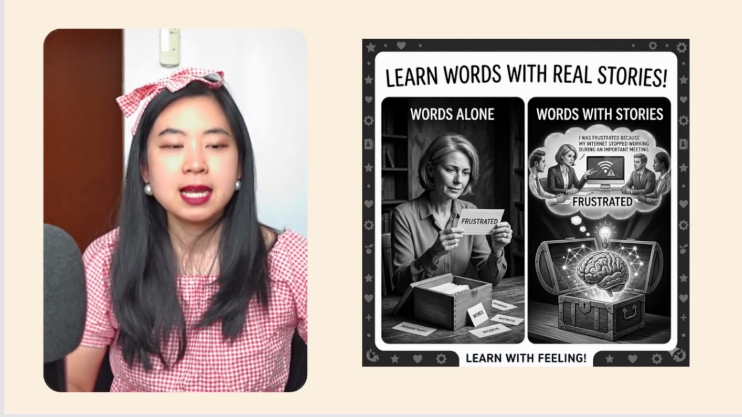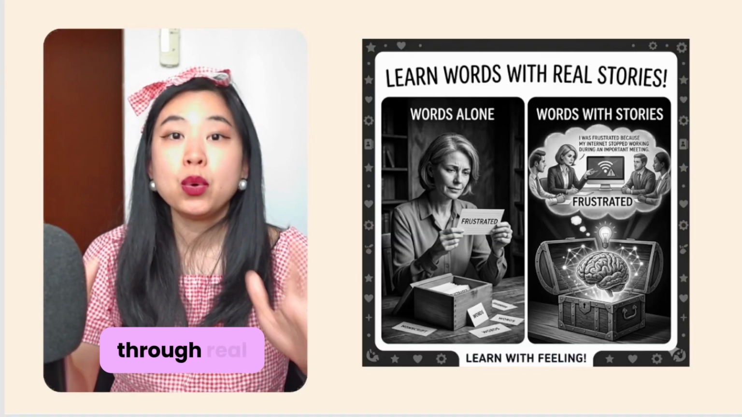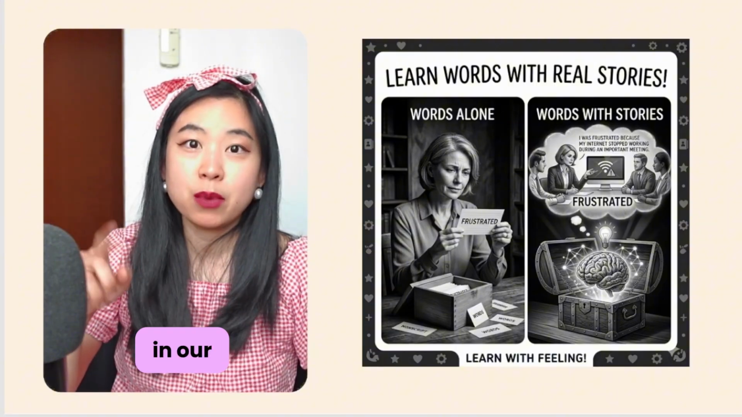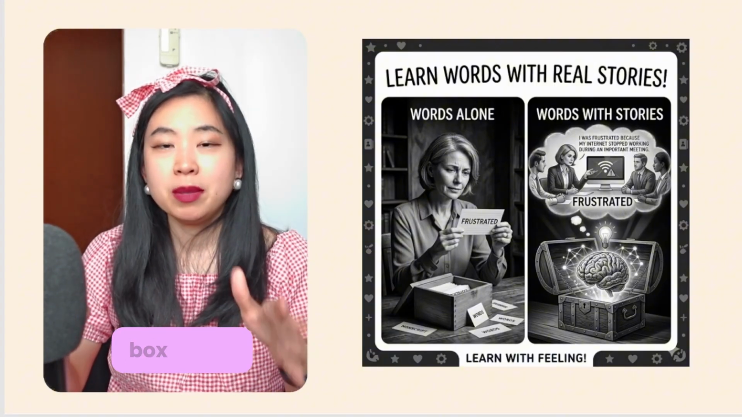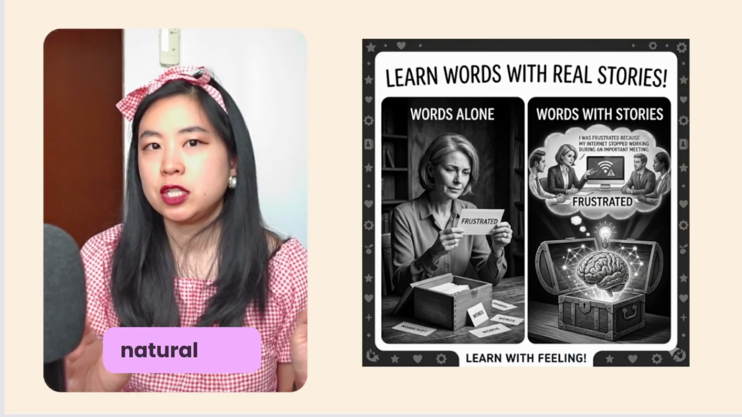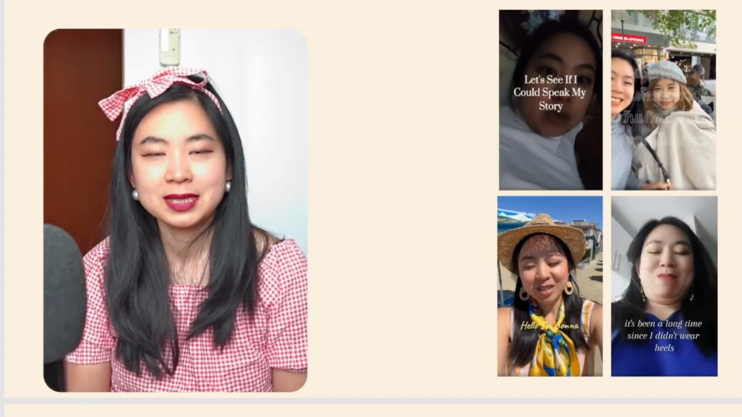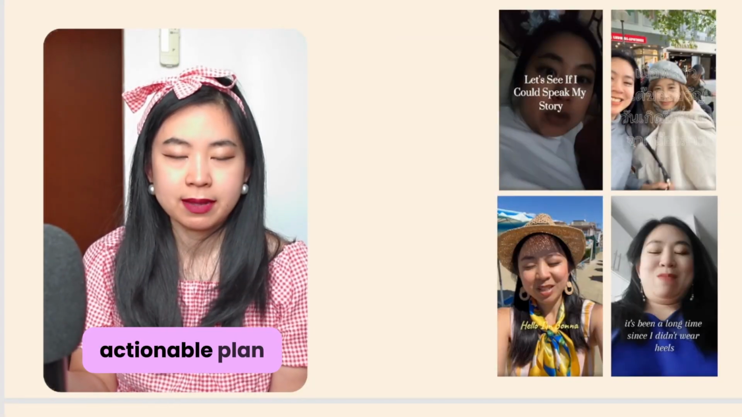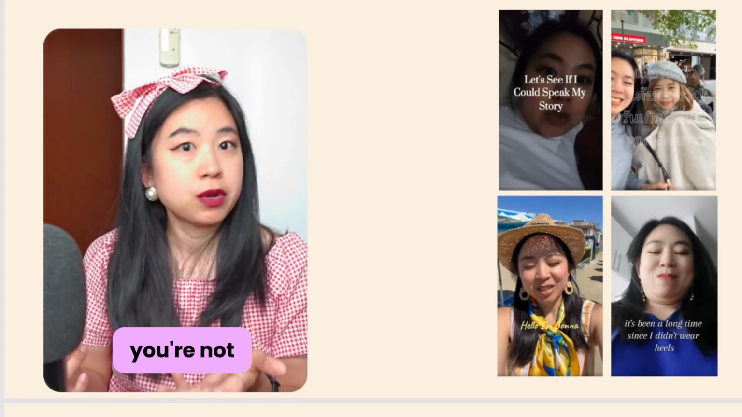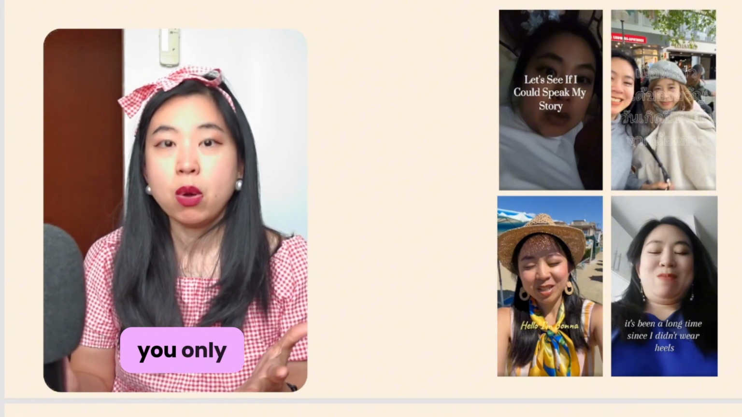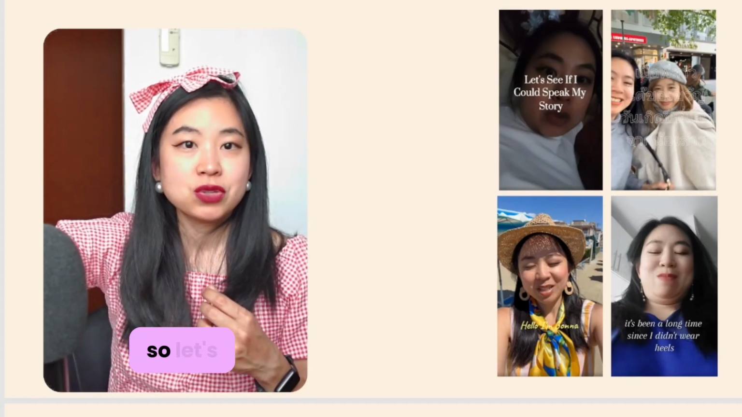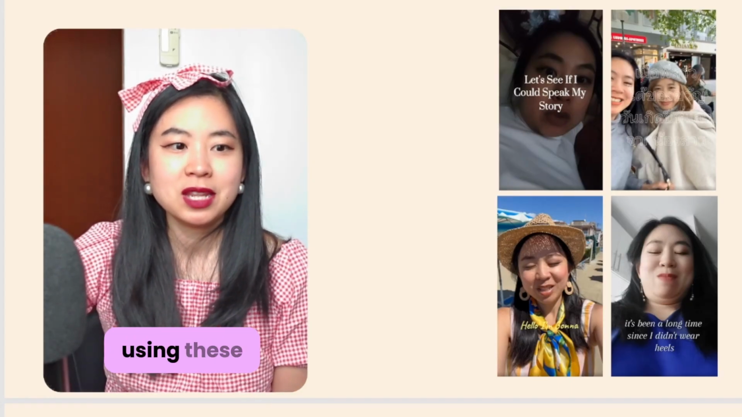To summarize, we must learn English through real life context so our brain can save English in our personal experience box, or the box which is called episodic memory. This is the best box for natural and fluent communication. So let's talk about an actionable plan. When you're not able to communicate yourself in English, the problem is not that you're not good at English. The problem is that you only take information in, but you never pull it out. So let's change it today by using these 3 methods.